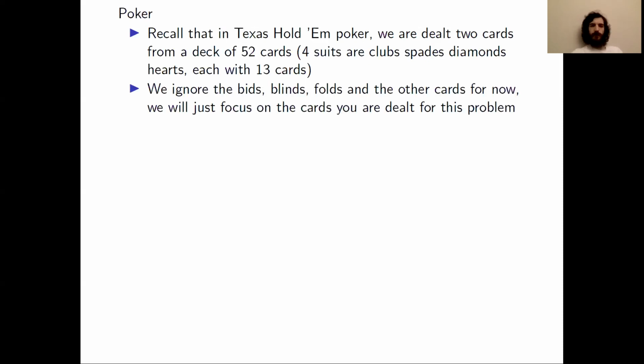We won't worry about any of the other cards besides the 2 that you're dealt for this specific problem. We'll also ignore all of the bids, the blinds, the folds, the order of the cards, anything like that. All we care about here is just the cards that you're dealt. So the problem is to find the probability that you are dealt an ace or a king.